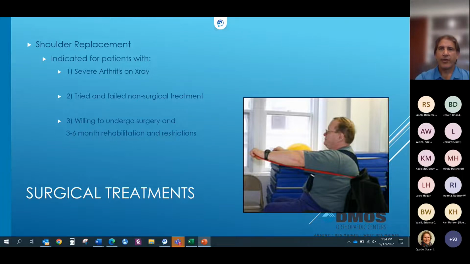Hemoglobin A1C of greater than 7.5, they wouldn't be a candidate for a shoulder replacement from diabetes. And smoking, they would have to quit smoking at least a month before surgery to be a candidate for any kind of joint replacement in our practice.